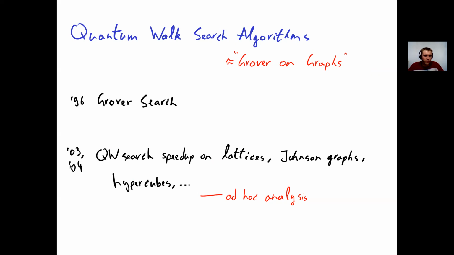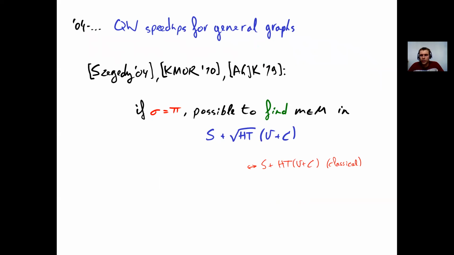Now in '03 and '04, this was generalized to a quantum speedup for search on graphs such as lattices, Johnson graphs, hypercubes, and some more, where the algorithms were analyzed using sort of an ad hoc analysis where they largely relied on the symmetries of the graph and so on. But in '04, quantum walk speedups were proven for more general graphs. This was initiated by the seminal work of Mario Szegedy in '04. But then there's also Krovi, Magniez, Ozols, and Roland.